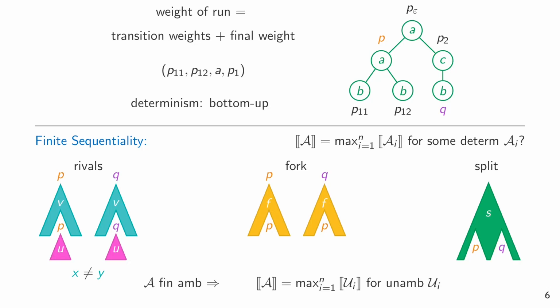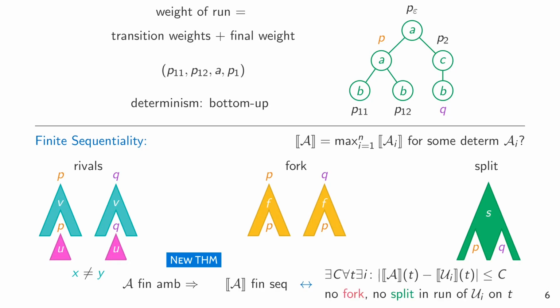The final ingredient we need is that, like for max plus word automata, every finitely ambiguous max plus tree automaton can be decomposed into a finite maximum of unambiguous max plus tree automata. So let's assume that we have a finitely ambiguous max plus tree automaton and such a decomposition into unambiguous max plus tree automata. Then the new result I want to present in this talk is the following.